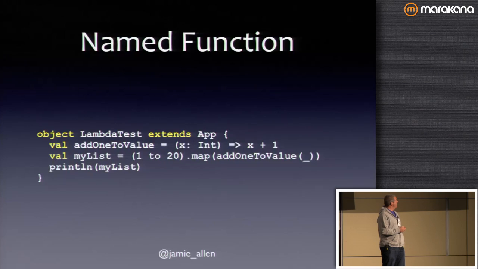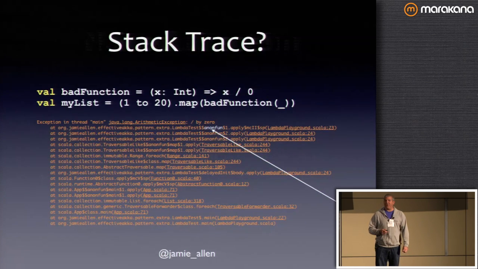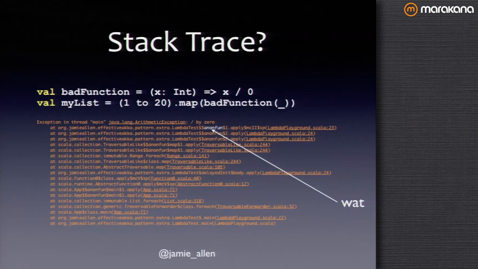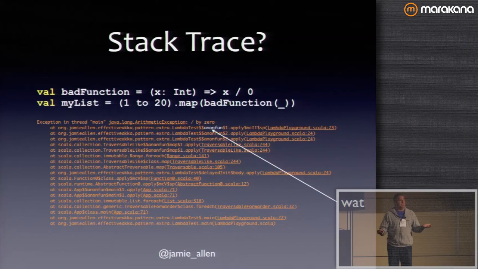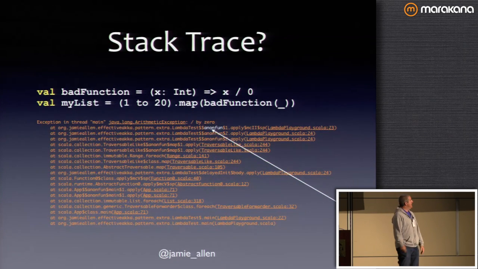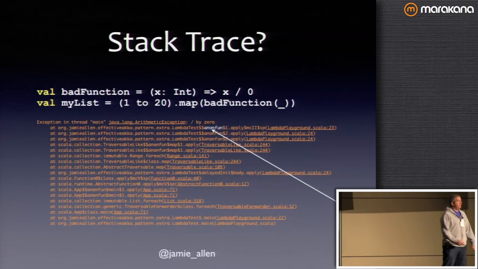One thing about it, though, the stack trace still sucks. This is on us at Typesafe and our compiler writers. We have to do this better. But as of now, if you look at this stack trace, you'll see that we still have our non-fun. Why? We named the function. It should be telling me that it's the add 1 to number, right? No, not in this case. So, given that, what do we do?